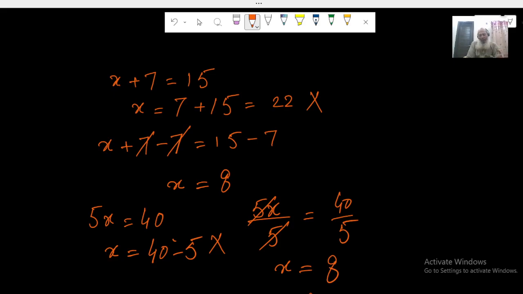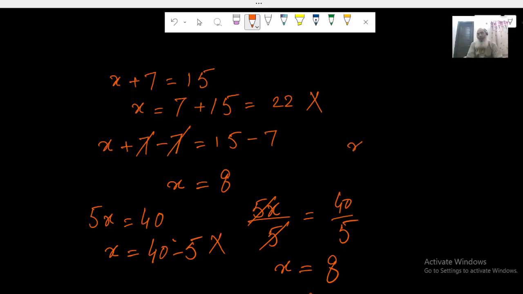So ask yourself, what operation is attached to the variable? If multiplication is attached, then divide. If addition is attached, subtract. If division is attached to the x, then multiply.